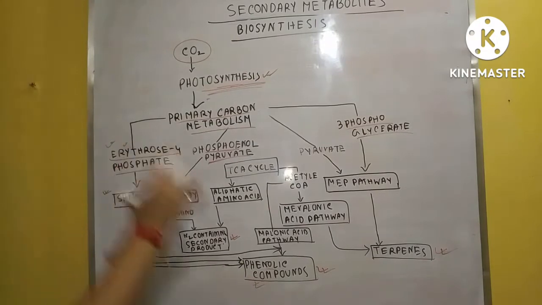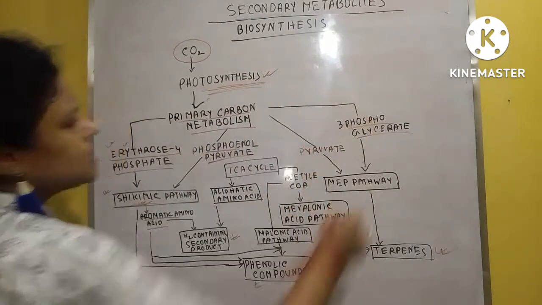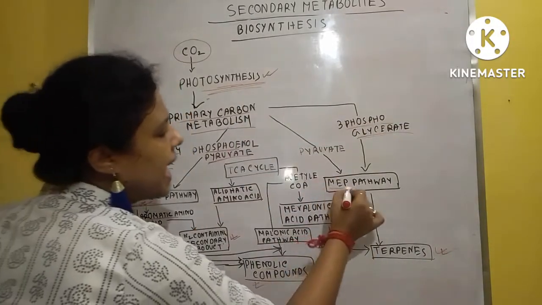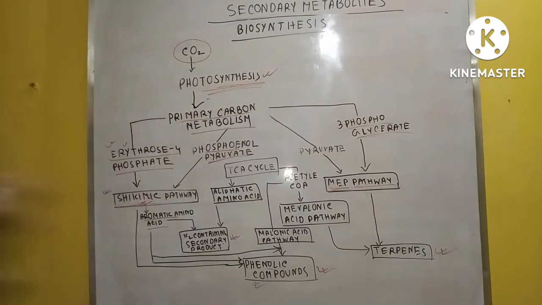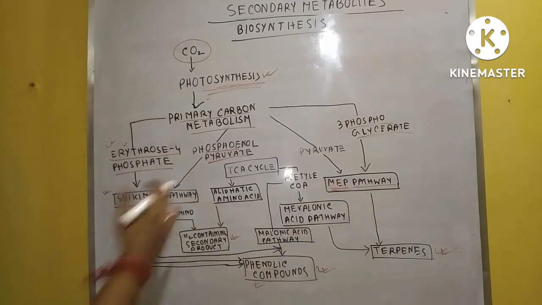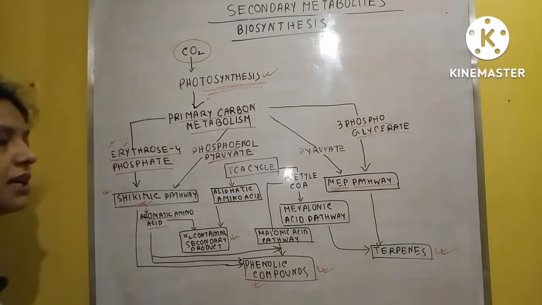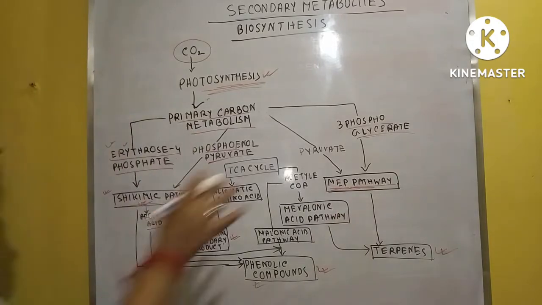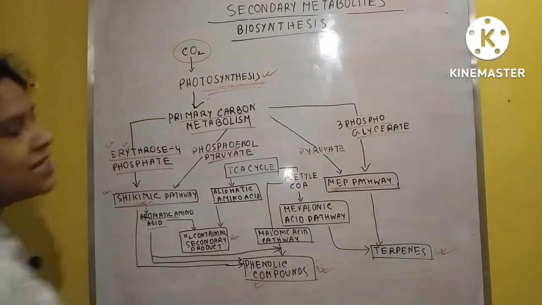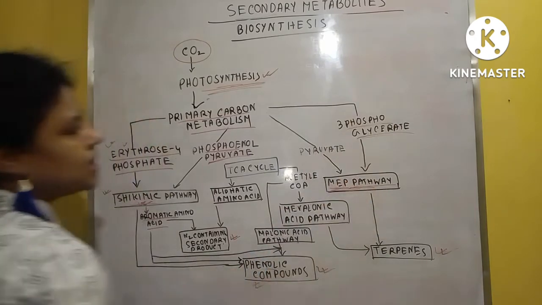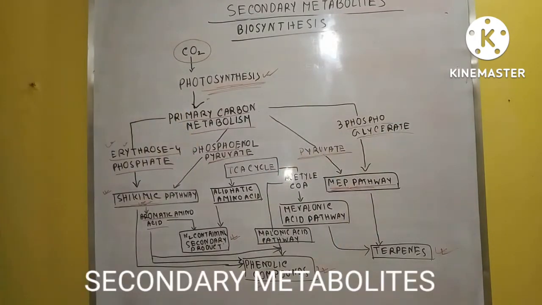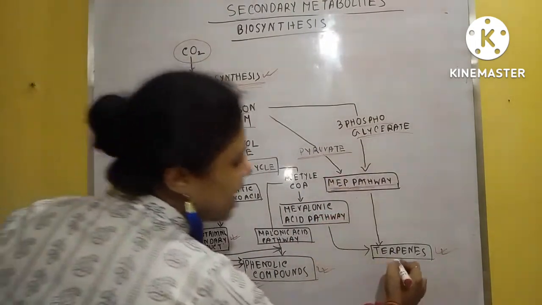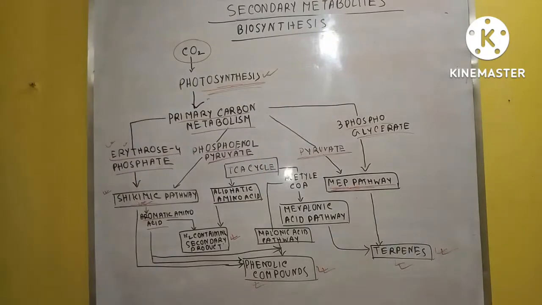Now you see here, this is another side chain where the 3-phosphoglycerate enters the MEP pathway. I just explained this MEP pathway briefly, and after that I will explain properly. So this is called the MEP pathway. When the 3-phosphoglycerate enters into the MEP pathway, the pyruvate also enters this pathway. So what happens here? By this pathway, the terpenes are produced. You see here, this is the terpene.